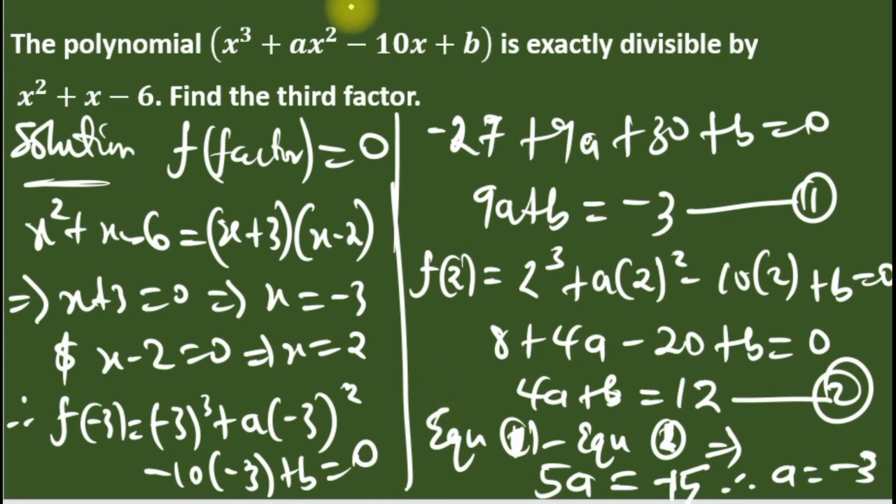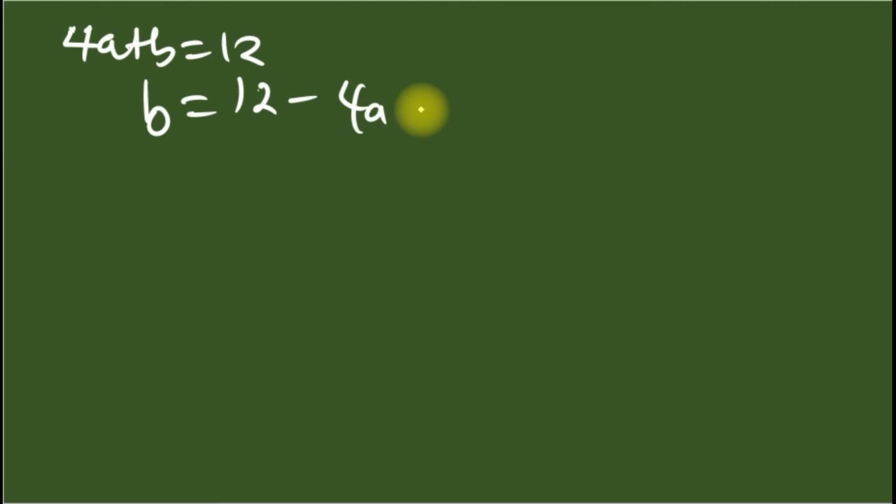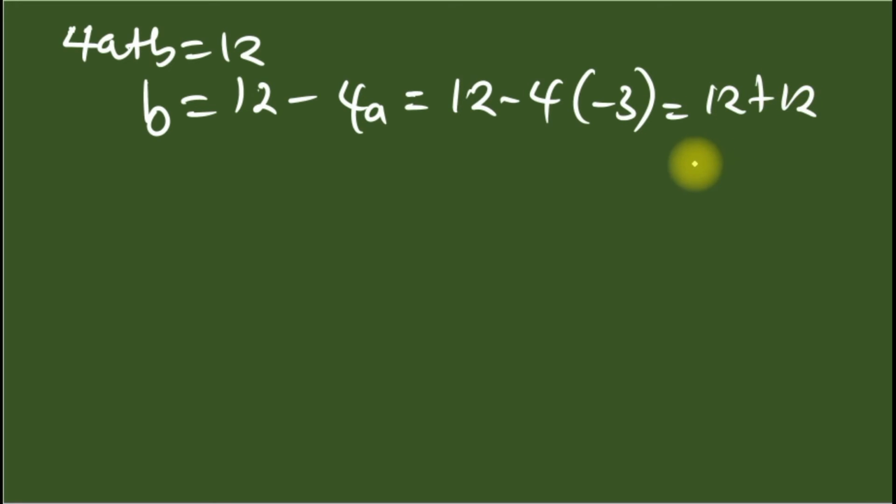Let's get b. We choose any of the equations and substitute the value of a to get b. I will choose equation 2. From equation 2, 4a plus b is 12, so b is now 12 minus 4a. We've gotten a as minus 3, so this is 12 plus 12. So we have 24. So b is 24, a is minus 3.